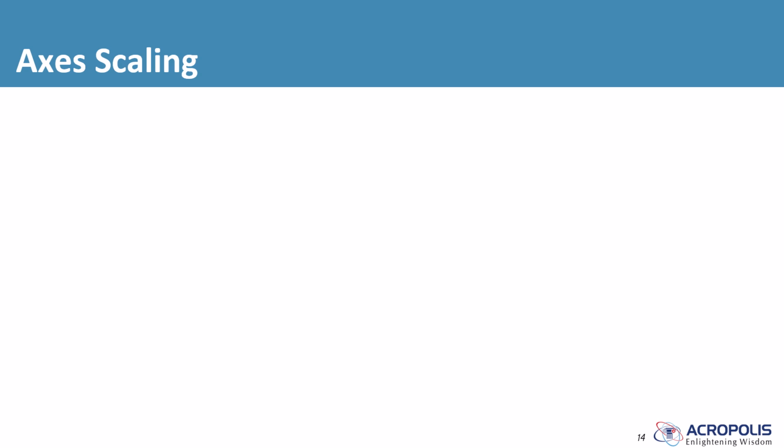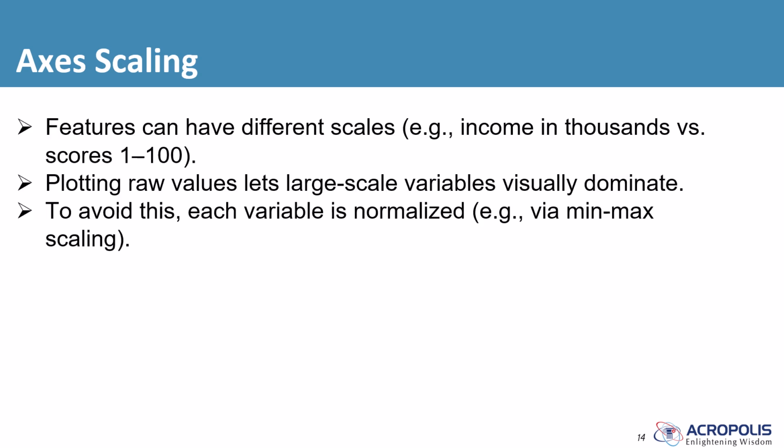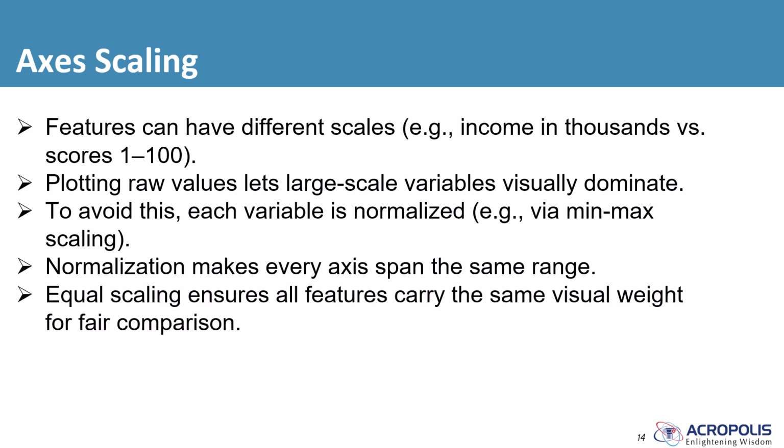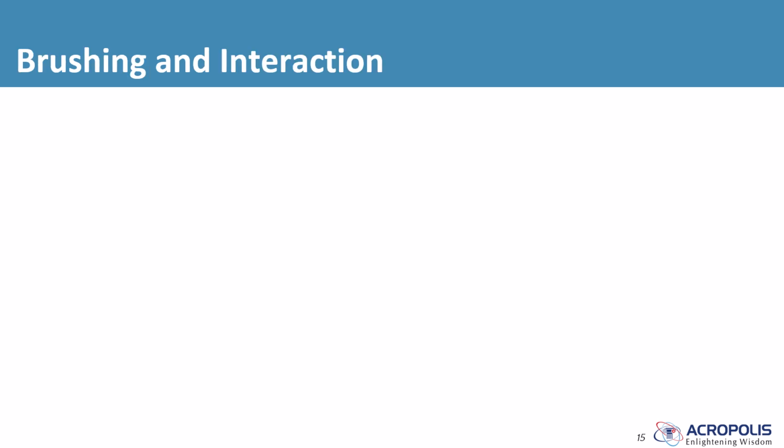Now we will learn about axis scaling. Features can have different scales. Example, income in thousands versus a score like 1 to 100. Plotting raw values lets large-scale variables usually dominate. To avoid this, each variable is normalized. Example, via min-max scaling. Normalization makes every axis span the same range. Equal scaling ensures all features carry the same visual weight for fair comparison.